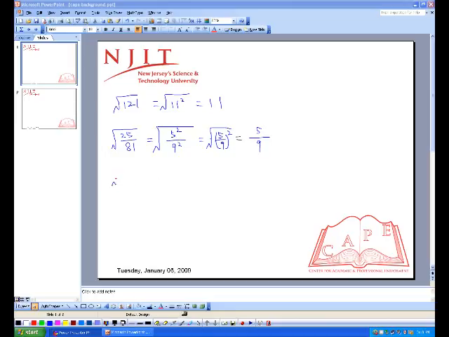And let's try square root of 1 over 49. Well, this is equal to 1 over 7 squared. And then since square and square root are opposite operations, they cancel out, and it becomes 1 over 7. So you always pick the positive number. The answer is always positive.